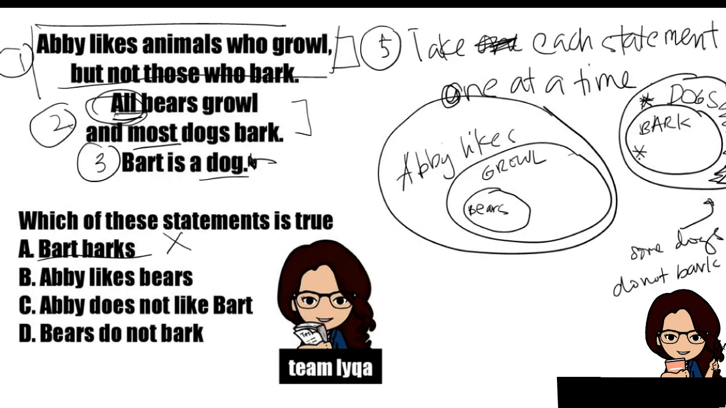Ngayon, kung nandito siya sa loob, then it would be true. Kaya lang hindi mo sure kung dito siya o dito siya. Hindi ka sure. So, this is undetermined. Ngayon, hindi totoo na Bart barks. Kasi hindi automatic na lahat ng dogs bark. Most lang of them. Make sense?